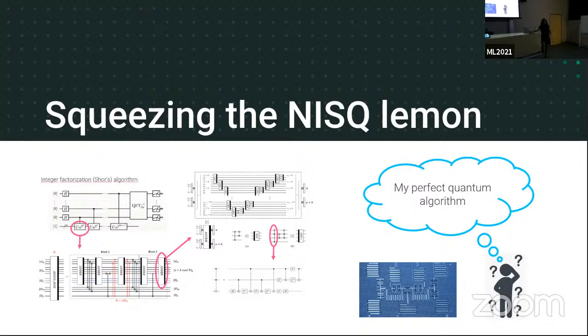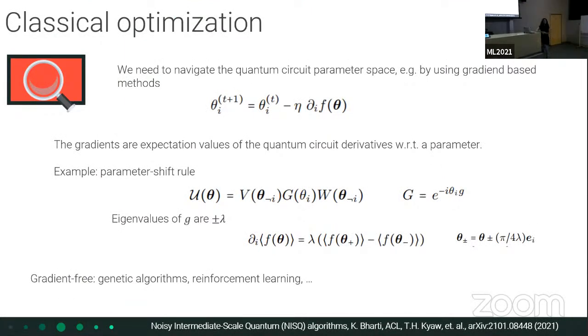So, there's another question here. You were talking about this problem of measurements, and at the bottom of the slide, you had genetic algorithms and reinforcement learning, which are gradient-free. Could you comment on whether these are better in terms of reducing the amount of measurements, or whether there are other optimizers?